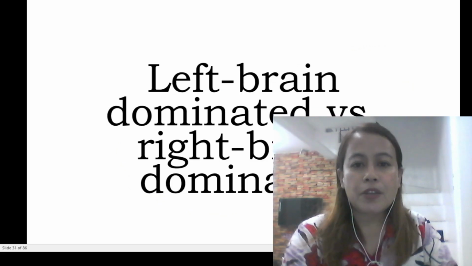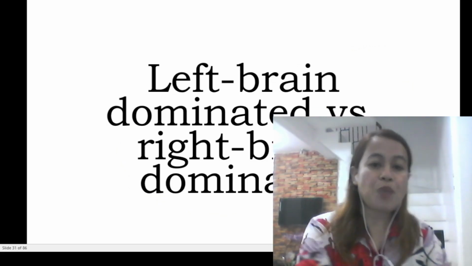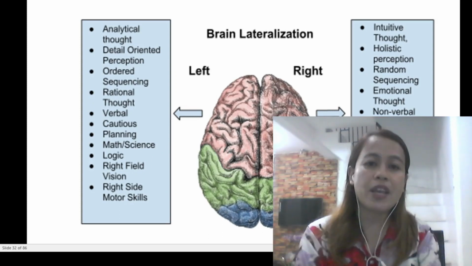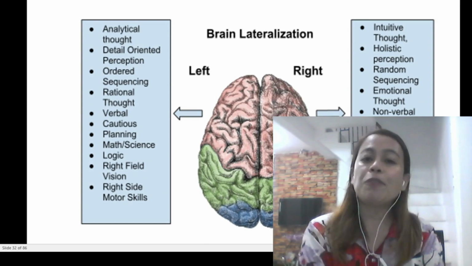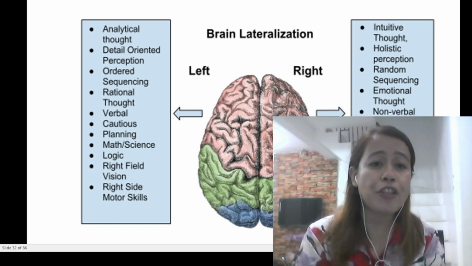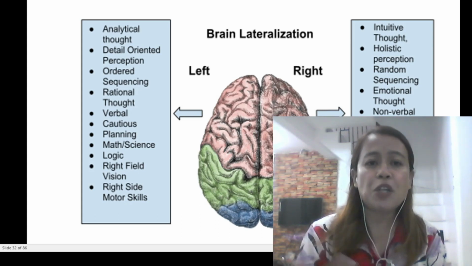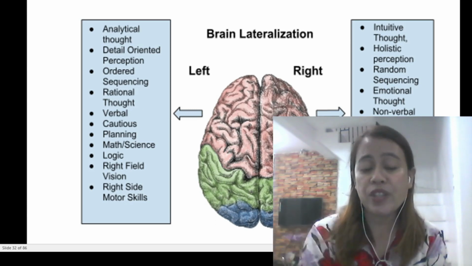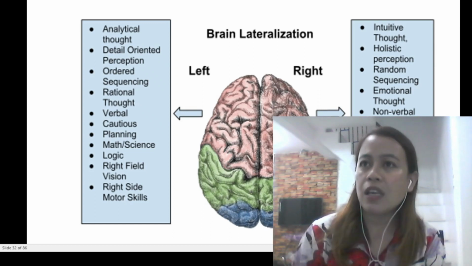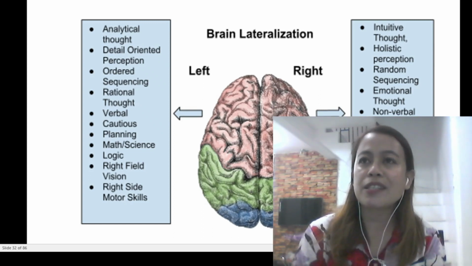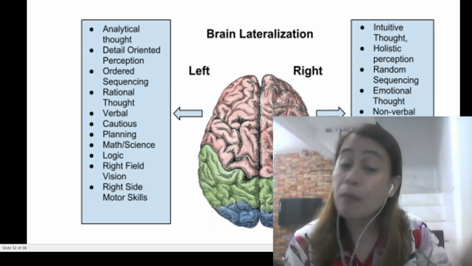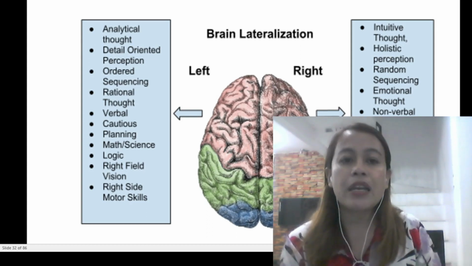Okay. So we also have the left brain dominated versus right brain dominated, which is considered to be brain lateralized. So when we say left brainer, it means that you are an objective person. So you have different characteristics: analytical thought, detail-oriented perception, good in sequencing, rational thought, verbal, cautious, good in planning, excellent in math and science, good in logic, right field vision, right side motor skills. So who among you here can say that you are a left brainer?